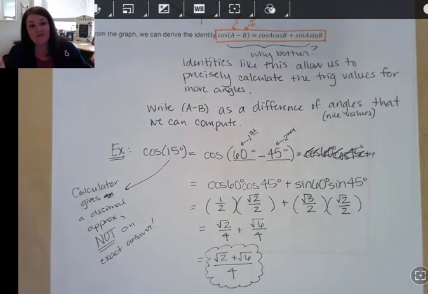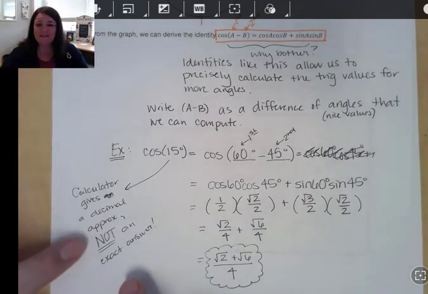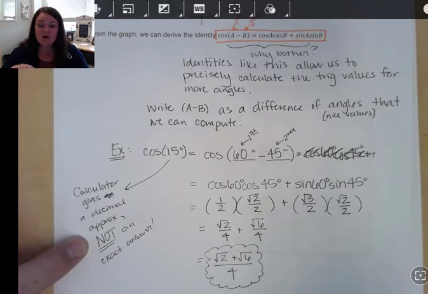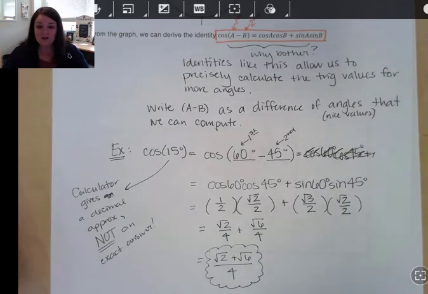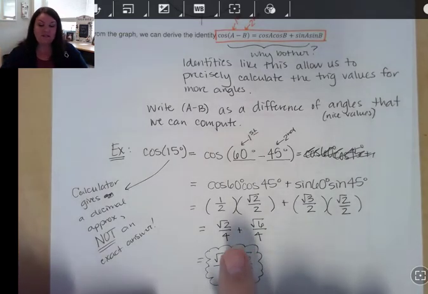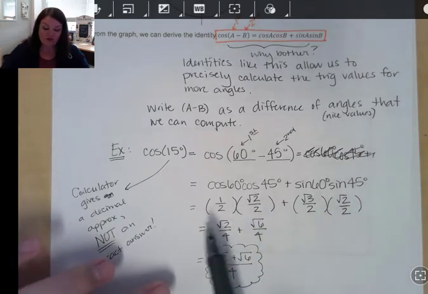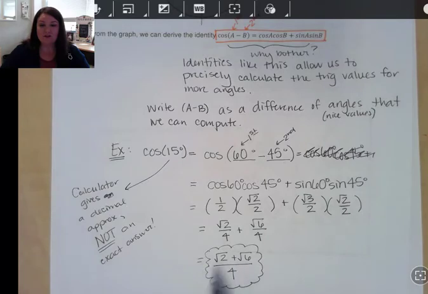We were actually able to calculate cosine of 15, but it gave us a decimal approximation of that number, not an exact answer. So using this difference identity for cosine, we can actually get an exact answer for a trig function that otherwise all we could get was a decimal approximation. Okay, so this is why we care.